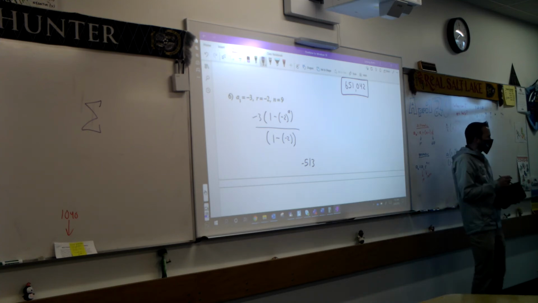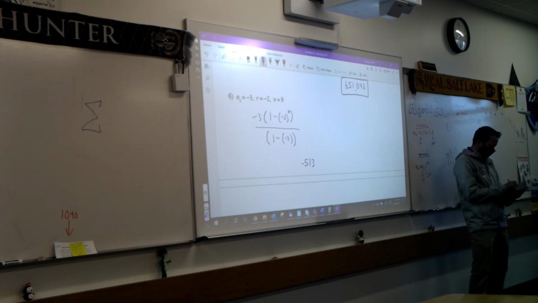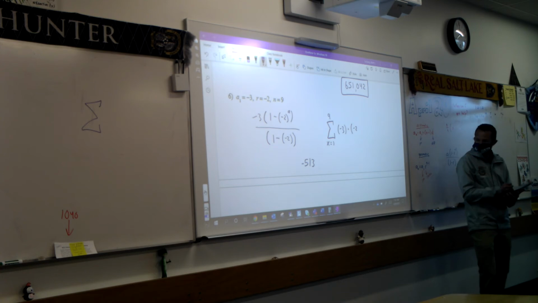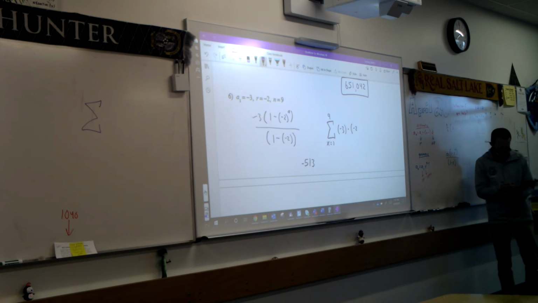Okay, let's check this using sigma notation. This is actually good practice. If we were to plug this in, we would start with x equaling 1, and what would we go up to? 9, okay. Our first term is negative 3, and we're going to times that by a ratio, which is negative 2, but we're going to raise that to the n minus 1.